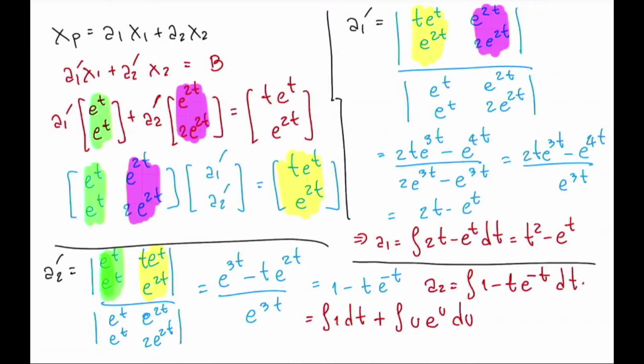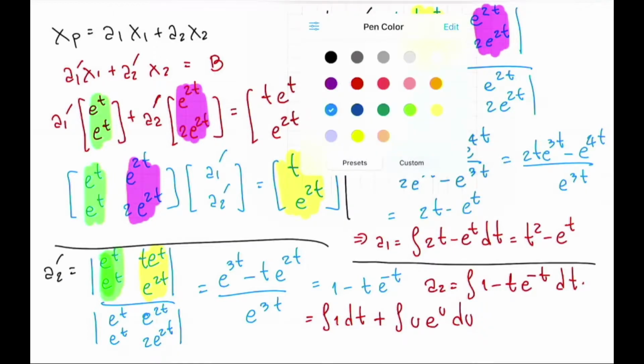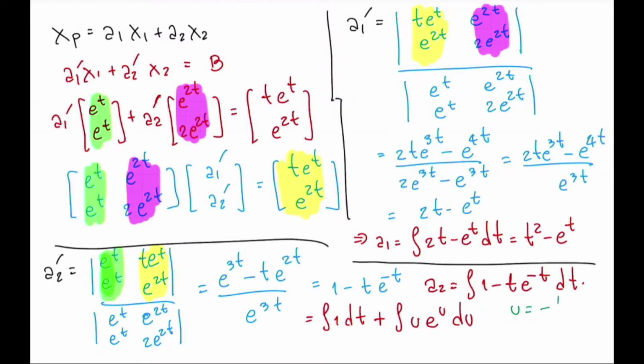When I let u be minus t, du is minus dt. Oh no, it needs to be another minus here. Let's go slowly so that you won't get confused. Here that would be minus the integral of t e to the minus t dt.